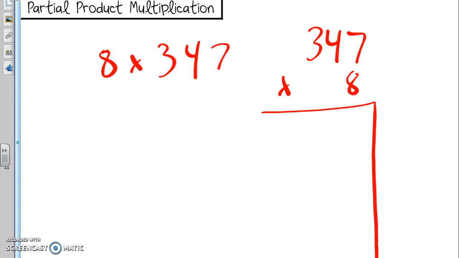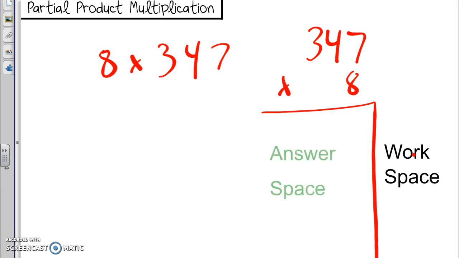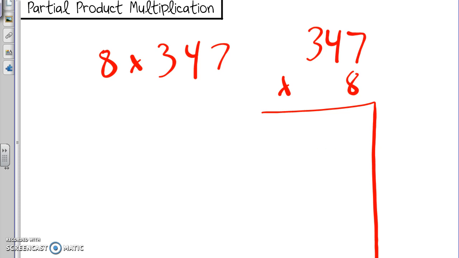Okay, I just want to show you that this problem has already been set up for you. 347 times 8. I also need to show you that with this being set up, this is your workspace. You're going to do your work right over here. And this is going to be your answer space on this side, right under here. There it is. Okay, so you have your workspace.